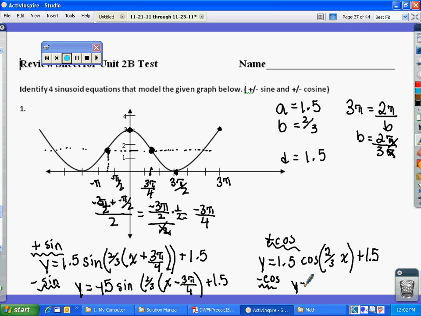So now your negative cosine graph is going to be y equals negative 1.5 cosine, still 2/3 x, and this time 3 pi over 2 is your starting point, so minus 3 pi over 2 plus 1.5. And those are your 4 equations.